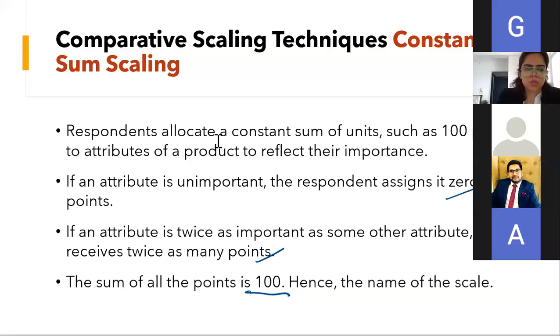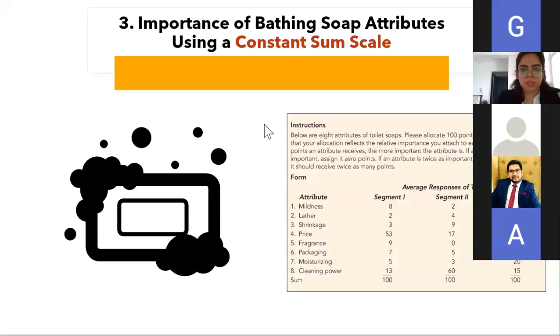So you can ask to distribute 100, or you can ask to distribute 500, that depends on you. This is just an example. We want to know the importance of bathing soap attributes using a constant sum scale. So the instruction goes like this. Below are 8 attributes of toilet soaps. Please allocate 100 points among the attributes so that your allocation reflects the relative importance you attach to each attribute.